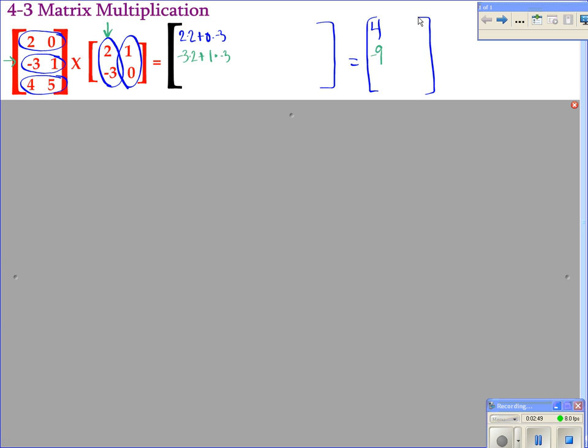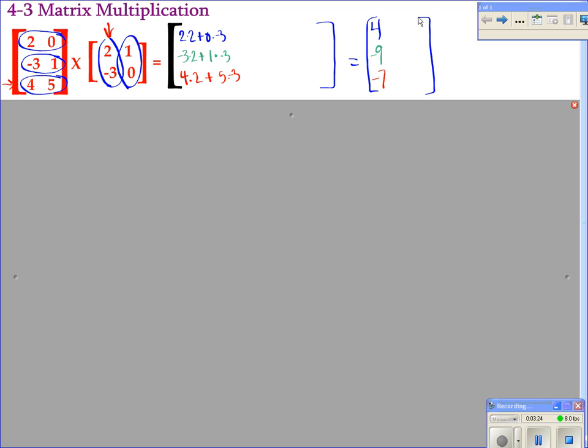All right. If we want to find the one underneath that, what am I going to have to use? 4 times 2 plus 5 times 3. So the bottom row, first column. So 4 times 2, and so what would that be? -3.